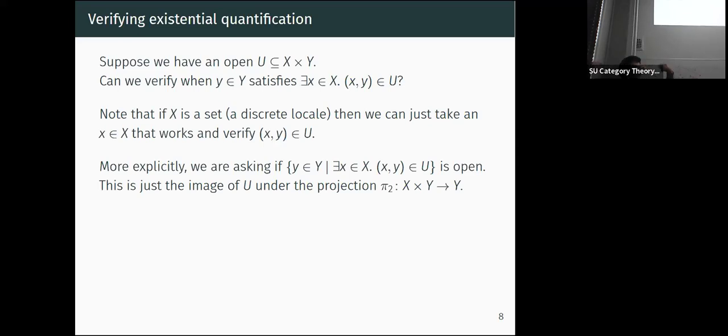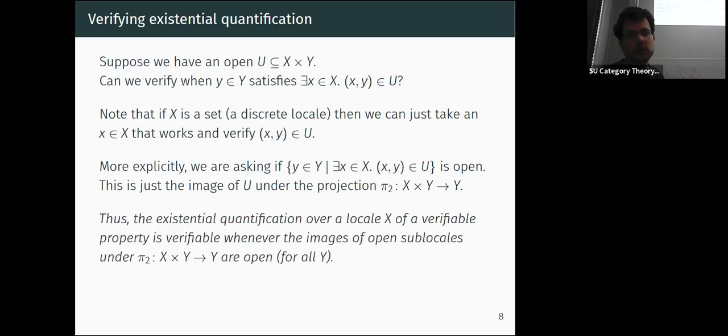But if you go through the whole procedure we did before, you don't need to take complements. It's asking whether this particular set is open, and this is just the image of U under the projection. So it's just saying that this projection must send open sets to open sets. In other words, the projection must be an open map. So existential quantification over X corresponds to the fact that whenever you take X cross Y, the product projection from X cross Y to Y is going to be an open map.